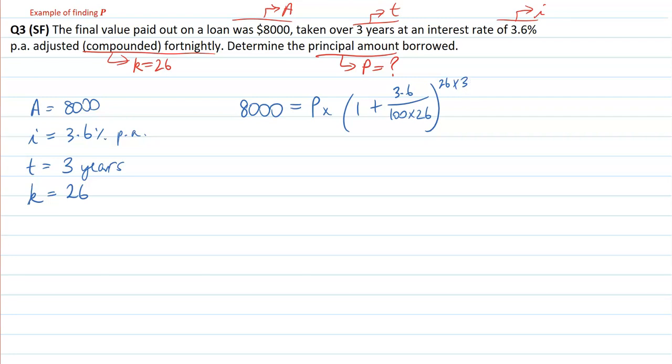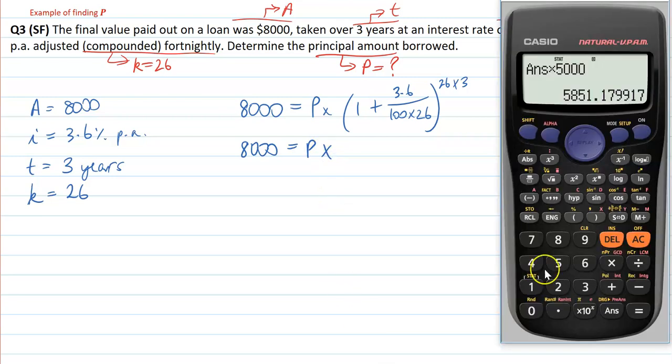From there, evaluate what you can. So we can pull out the old calculator again. Let's work out what's inside the brackets. Put that to the power of 26 by 3. So we can write down that this part here evaluates to 1.14.